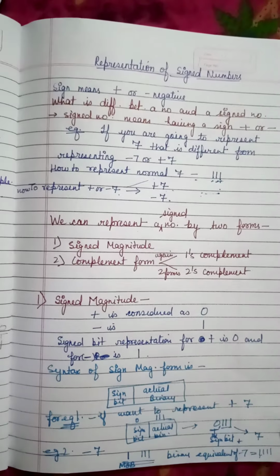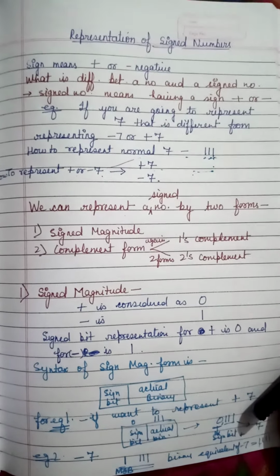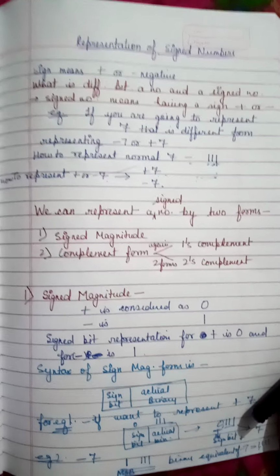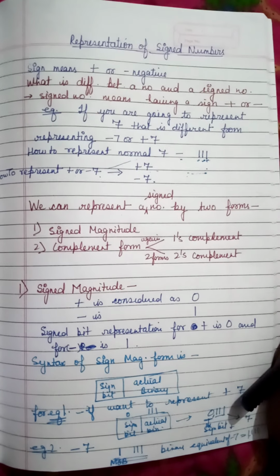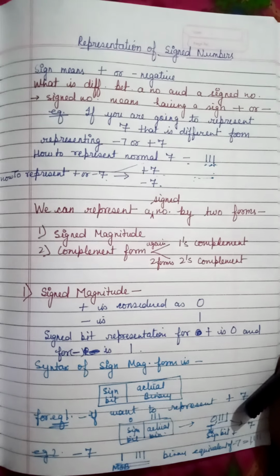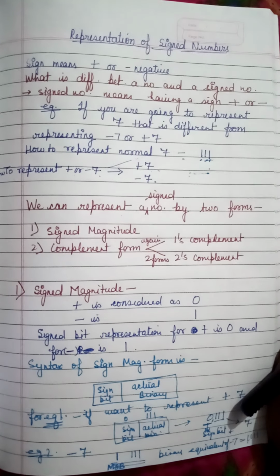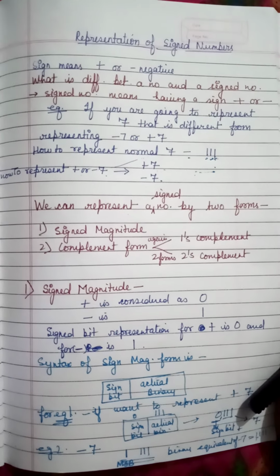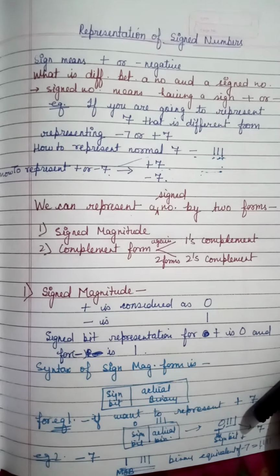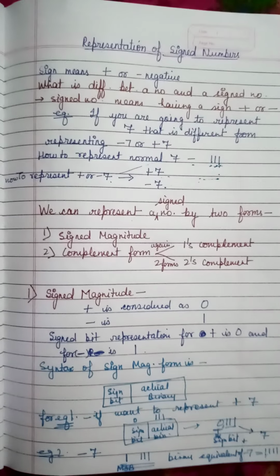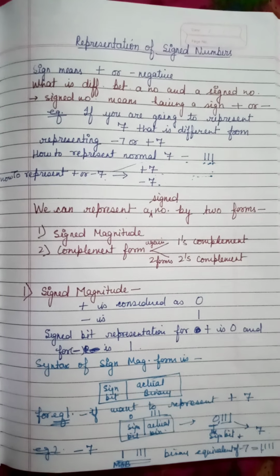Now there are two forms to represent a signed number. One is signed magnitude and another one is complement form. And complement form again contains two forms to represent a signed number, that is 1's complement and 2's complement. So in this video, we'll discuss signed magnitude.